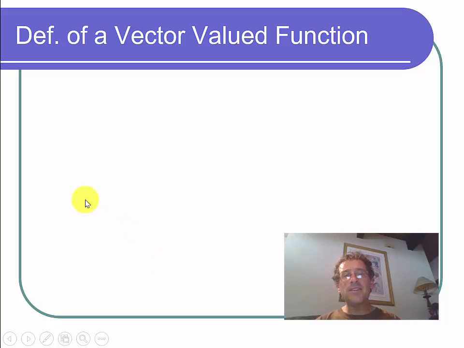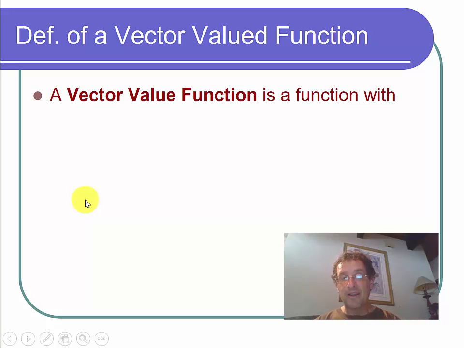Let me start out: what is a vector-valued function? First, just in the words, it must be a function. Hopefully you remember what a function is. A function is a rule that takes every element in the domain to a unique element of the range. With vector-valued functions, it's all about what the range and the domain are. Now let's talk about the domain.